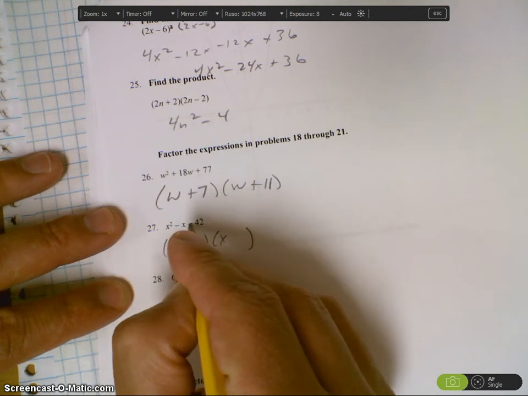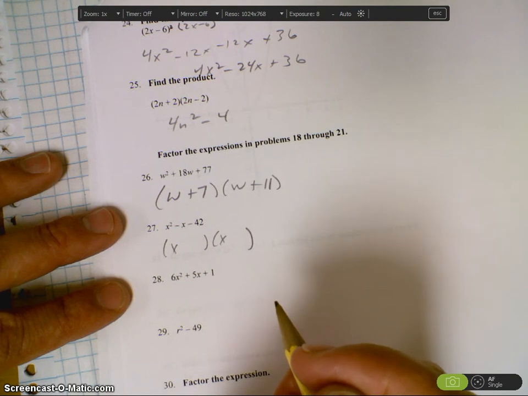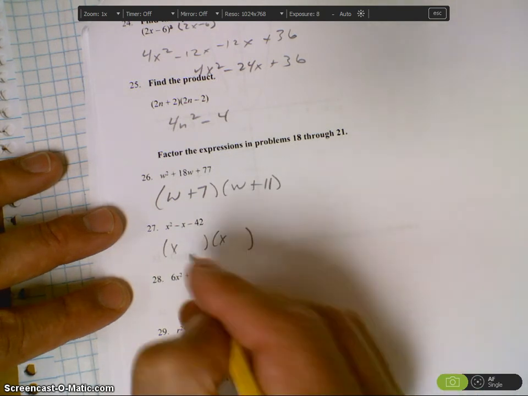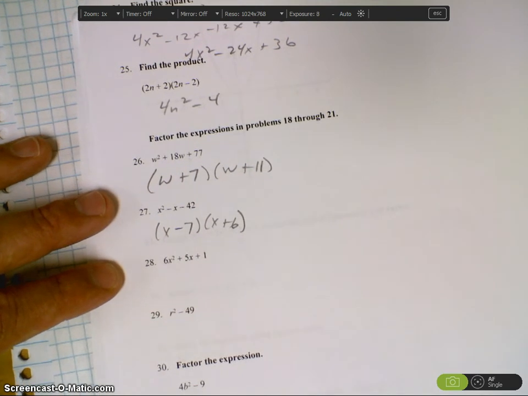Factors of 42 that subtract to give you negative 1. That is, well, 42 is 7 times 6, so negative 7 plus 6 is negative 1. So that's the answer to that one.